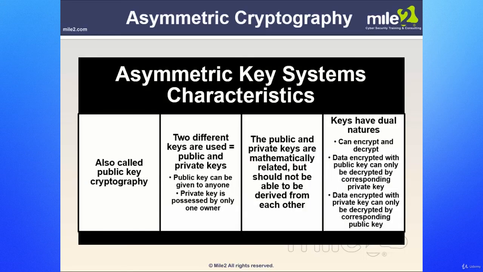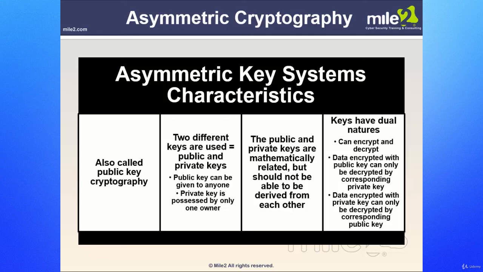So when it comes to the asymmetric key system characteristics, it's also called public key cryptography, also known as Diffie-Hellman. It basically uses two different keys. We have a public key and a private key. The public key can be given to anyone, and the private key is then possessed only by one owner. Public and private keys are mathematically related but should not be able to be derived from each other, so that way if one gets caught, the other one can't be derived from it.